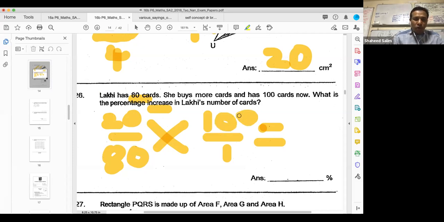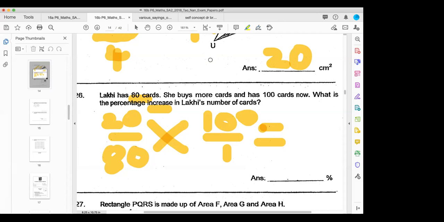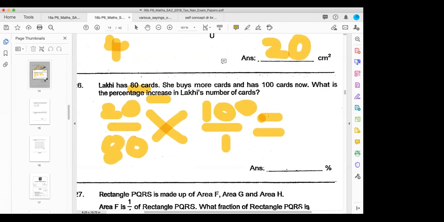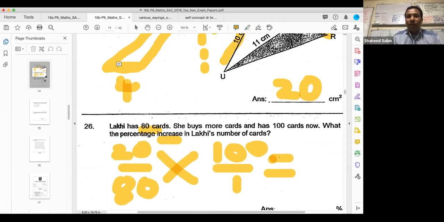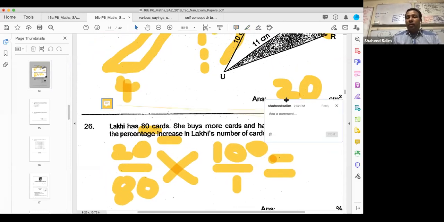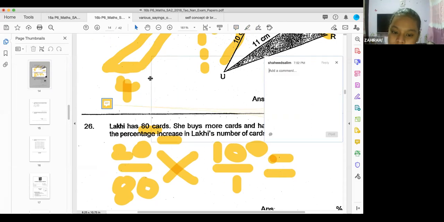Okay, if you're confused, don't worry. We will show you another method. Okay, you do this one, you get 25%. Raihana, are you there, Raihana? 25%. Okay, so now we do another method. Shafika, did you do another method or you did this formula method? No, I'm not here.